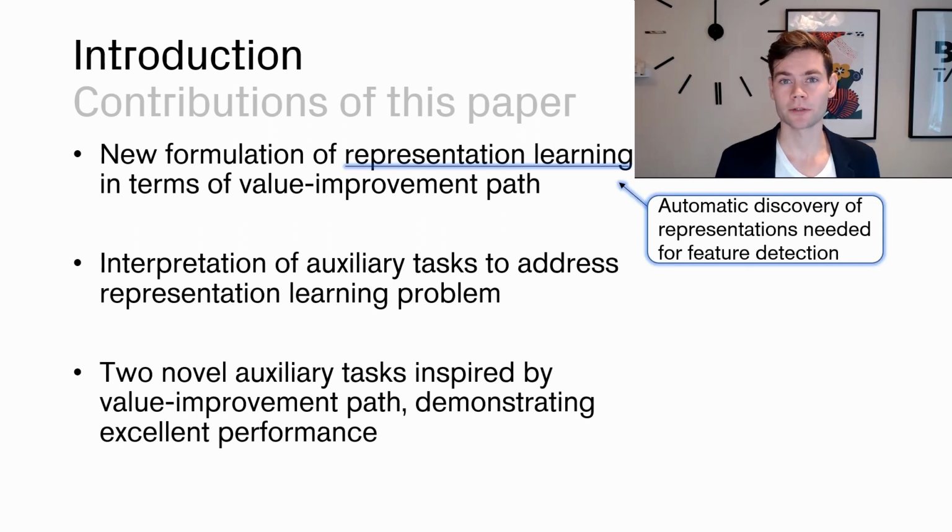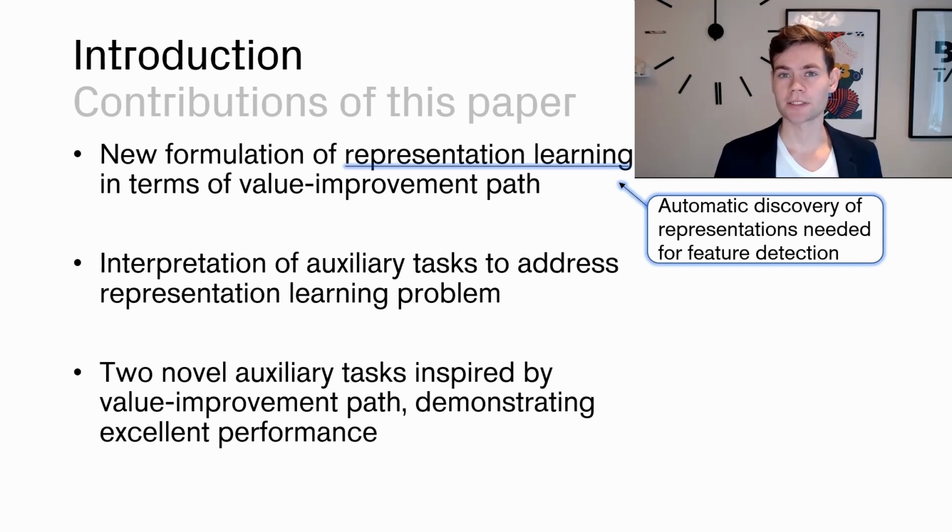And the representation learning problem, which we'll get into in more detail in the next slide, has to do with automatic discovery of representations needed for feature detection. So as we're doing reinforcement learning, we need to detect features, and in order to do that, we need some sort of representation of our environment. We need that representation to be adequate in order for us to learn effectively, and that's what the representation learning problem addresses.